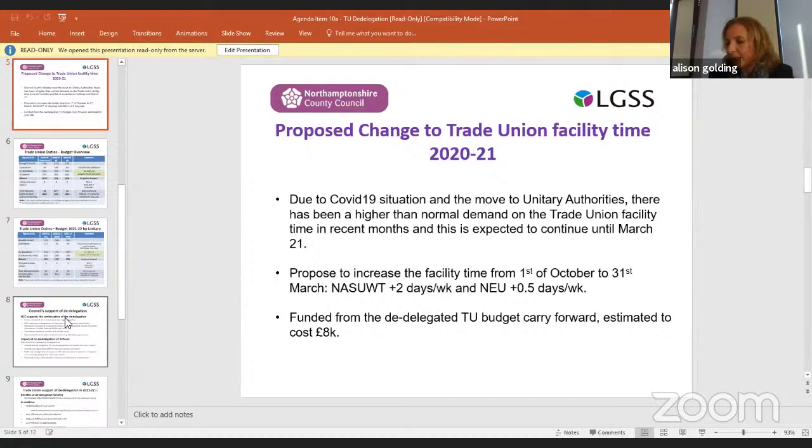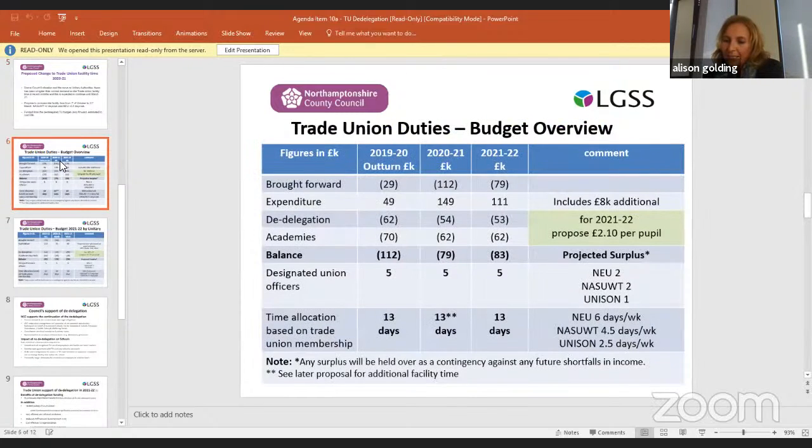NCC didn't view the request as unreasonable given the circumstances, and additional facility time was agreed for the trade unions across NCC. So there is a proposal as well for schools facility time to be increased for the period October to March. And in terms of how this can be funded, it can be funded from the carry forward that we've got at the moment, which is at the cost of around £8,000. If you move on to the next slide, I don't know if Beth wants to add anything here. This is just the current budget situation.